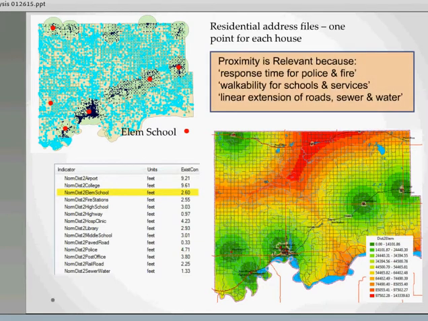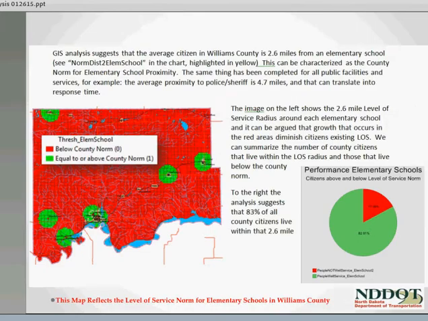And you can then use this proximity, and proximity is relevant because in the case of response time for police and fire, it can be translated into walkability to schools and other services, or even linear extensions of sewer and road. Those kinds of things can all precipitate from that. You can see here how that 2.6 miles becomes a radius that can be identified. And I can assign the number 1 to those and 0 to everything else. And you can begin to cross tabs.